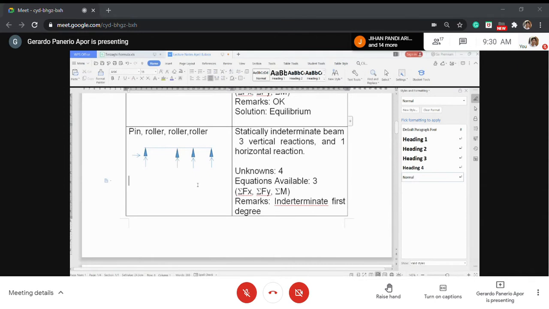So you have a beam which has 4 supports. One of them is a pin, and the 3 others could be rollers. So that makes 5 unknowns, 4 of which are vertical reactions and 1 is a horizontal reaction. Okay. So if you have 5 unknowns and you have only 3 equations that can be established using equilibrium, that means you have an indeterminacy of 2, indeterminate to the second degree. Second degree.